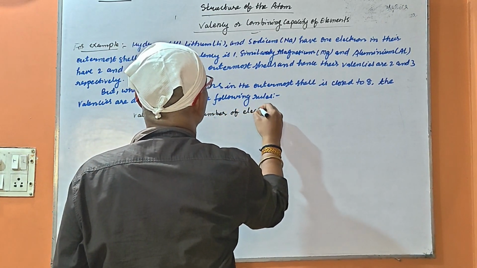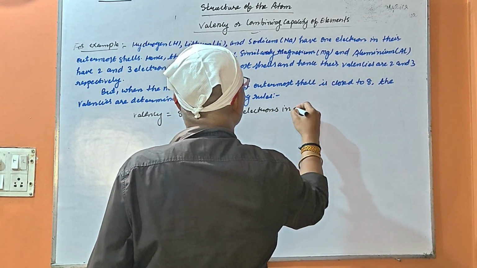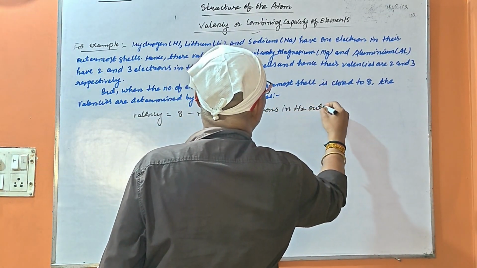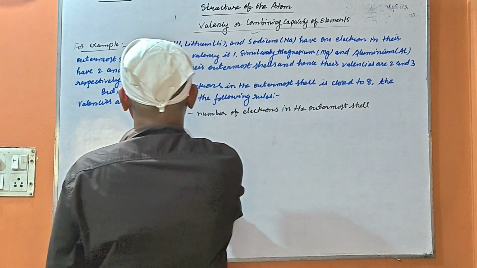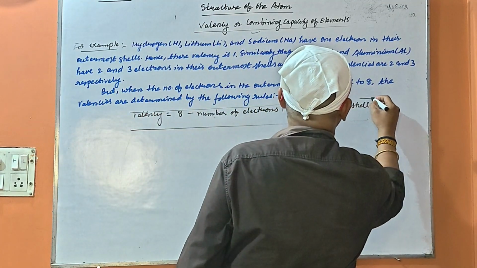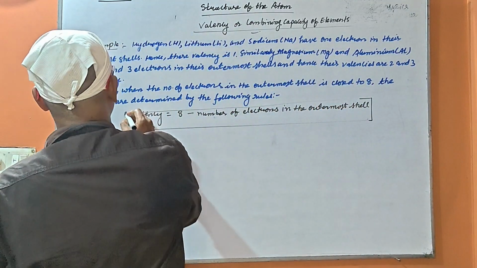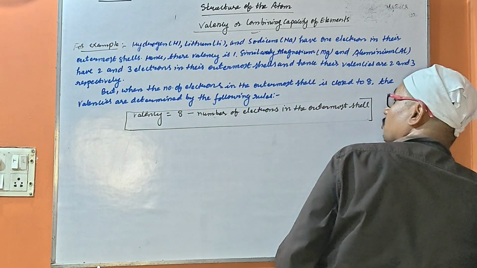So you have to keep this in your mind. This rule will be followed when the number of electrons in the outermost shell is close to 8.